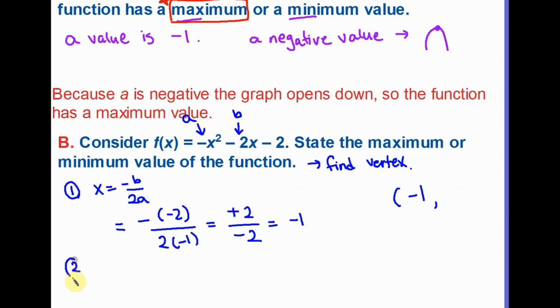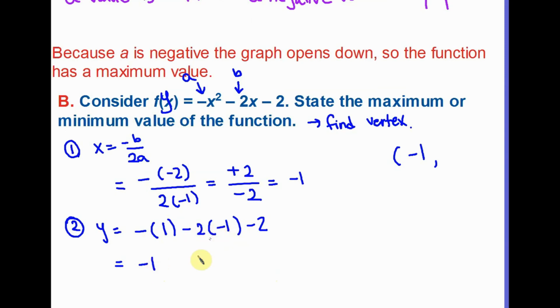And remember that we are going to plug that back into your function to find the y value. So where it says f of x, imagine that this is just y is equal to. So y is equal to negative x squared. If x is negative 1, negative 1 squared becomes positive 1, minus 2 times negative 1, minus 2. Then it becomes negative 1 plus 2 minus 2, which will become negative 1. So I know the y value of this vertex has to be negative 1, and that's going to be my answer.